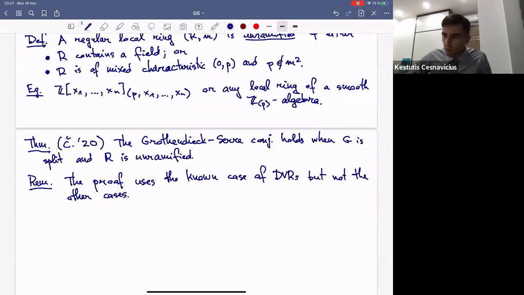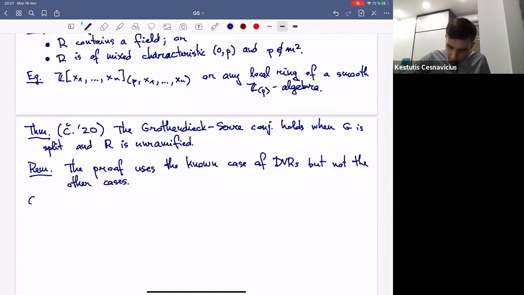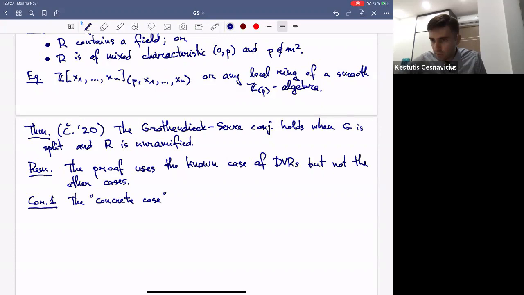Okay, so I'll be discussing those in detail, but let me just begin by mentioning a couple of corollaries. So first of all, that concrete case that I've been mentioning for purposes of illustrating this whole business, this concrete case about quadratic forms, holds for unramified R.